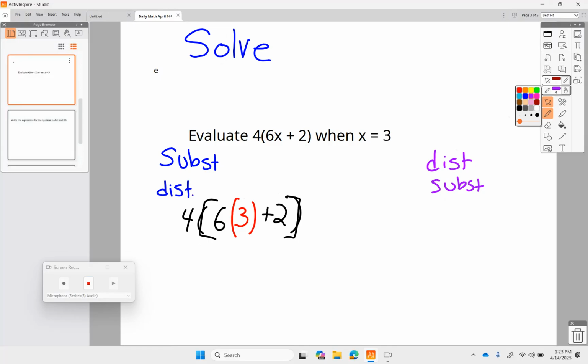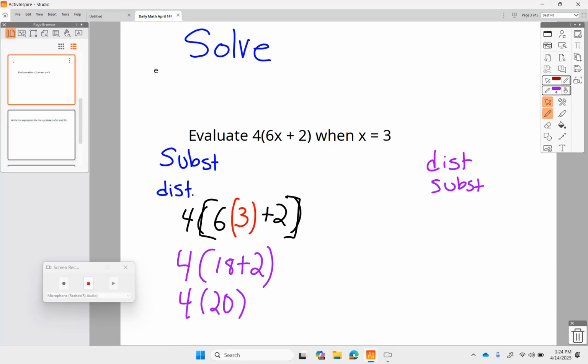Now in our case, the variable x is a multiplication symbol, but we just got lucky there. 6 times 3 is 18. And then plus 2. You guys will probably do this part in your head: 6 times 3 is 18, plus 2 is 20. But I want you to understand that this is happening. And then 4 times 20 is 80, because evaluate means solve. Now, I don't think I would do it this way, because I don't think this way would be fun.